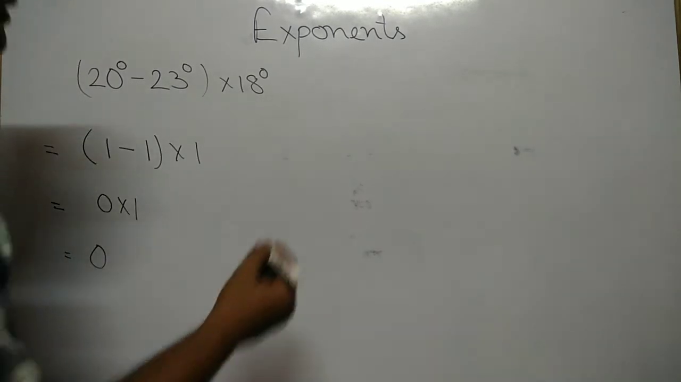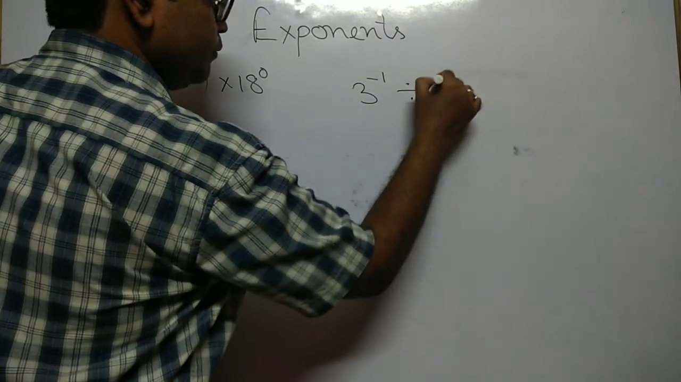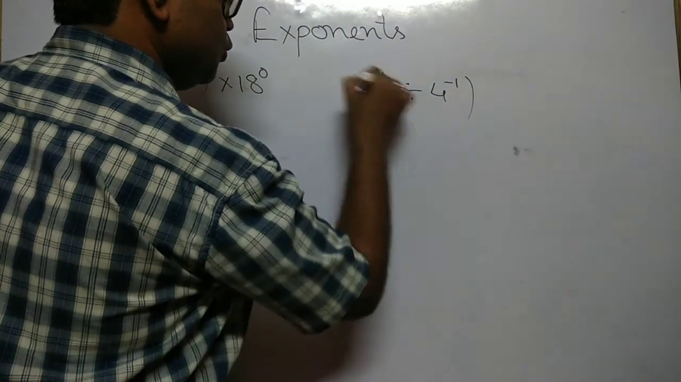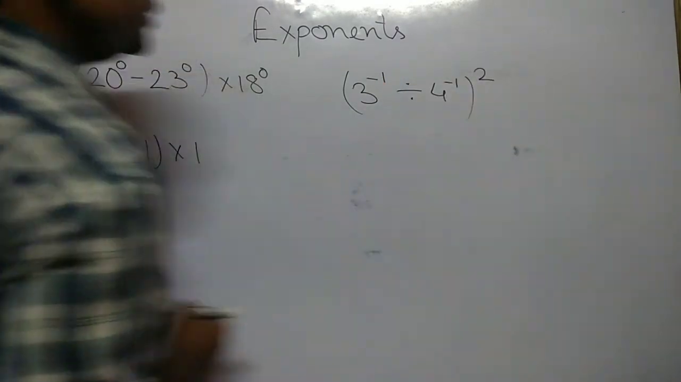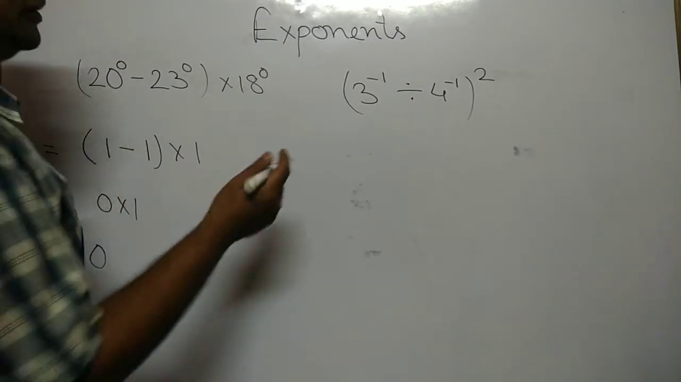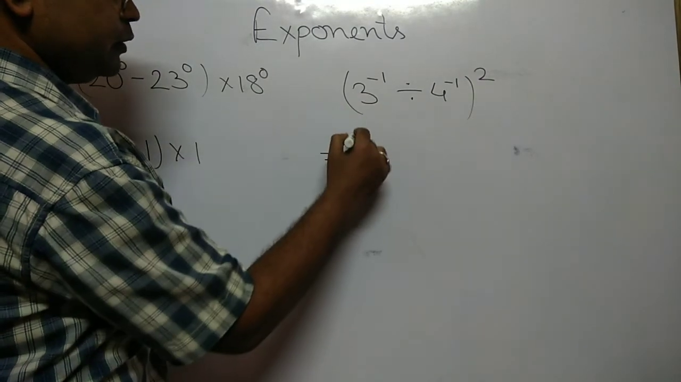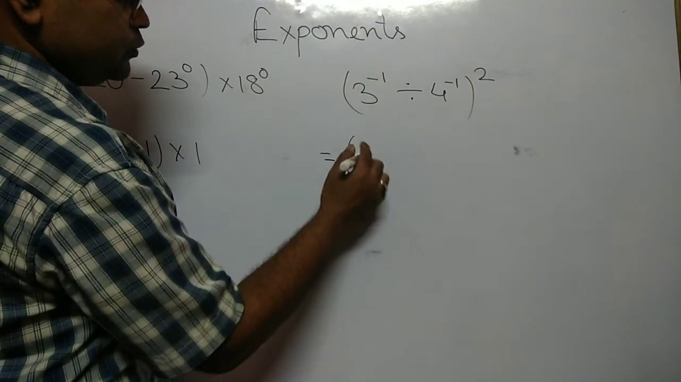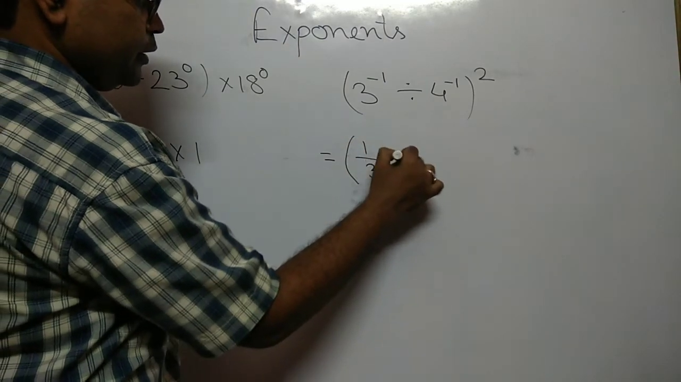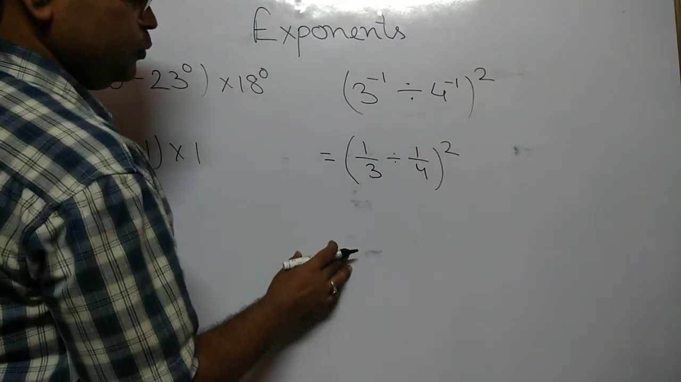Next question says: 3 to the power minus 1 divided by 4 to the power minus 1, whole to the power 2. This is the question, and it says find the value. How do we find the value? See this side here. First we change the sign of the power. So it's 1 upon 3 divided by 1 upon 4 whole to the power 2. Hope this one is clear.